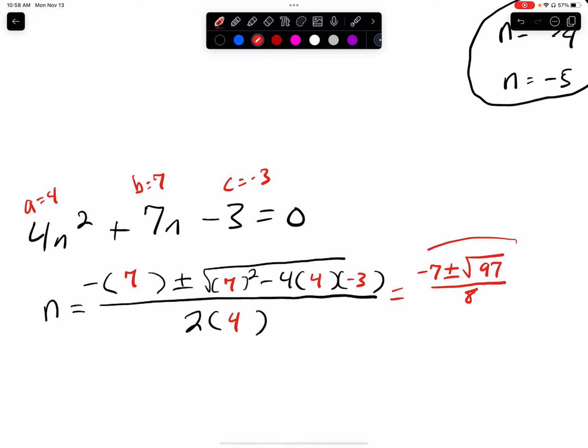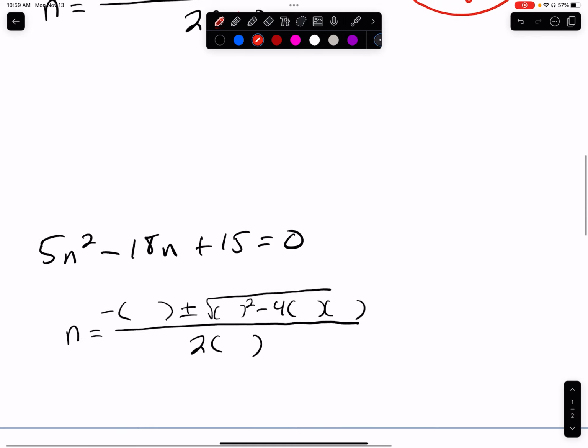And what's nice about irrational solutions is that you are done right there. You don't need to simplify any farther, and that will be a correct answer. Right? There's two. This represents two numbers. Okay. So the last one is this.